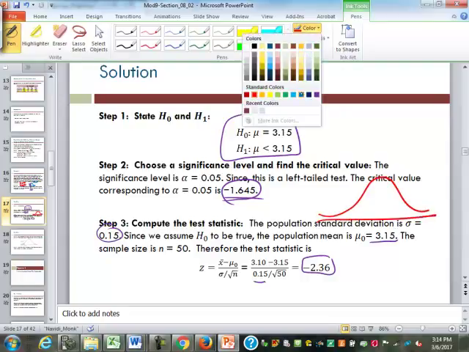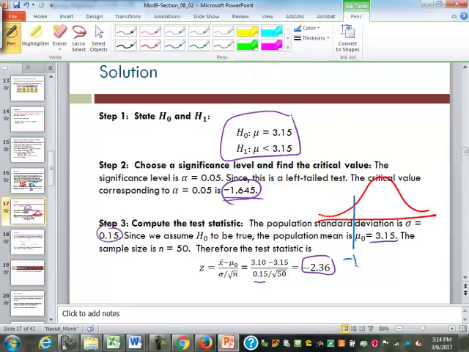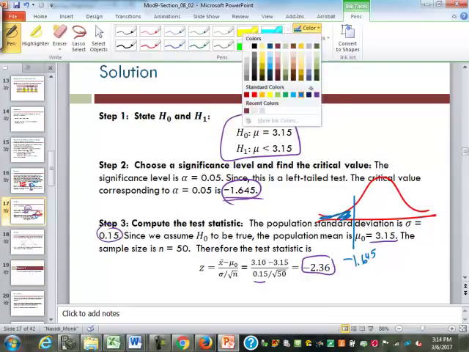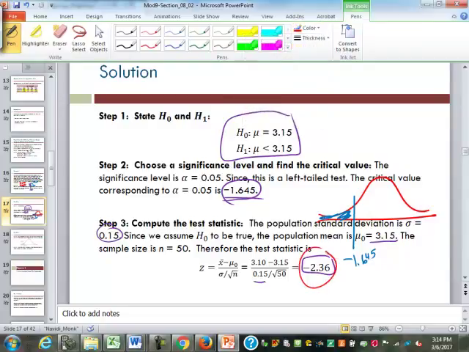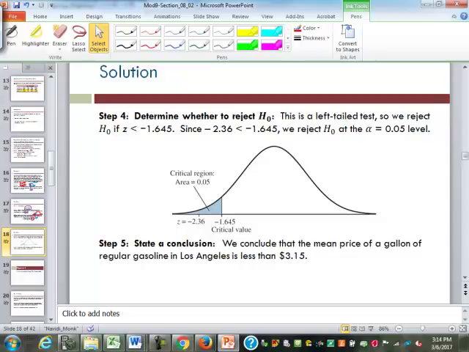Now remember, we're looking at a curve like this. Our cutoff here is negative 1.645, and we're rejecting if we're out here. Well, negative 2.36 definitely falls out there. So we are going to reject the null hypothesis. So we conclude that the mean price of gas is less than 3.15. We can't say that it's 3.10, but we can say that it's less than 3.15. There's adequate evidence to reject the null hypothesis and conclude that the gas price really is less than 3.15.